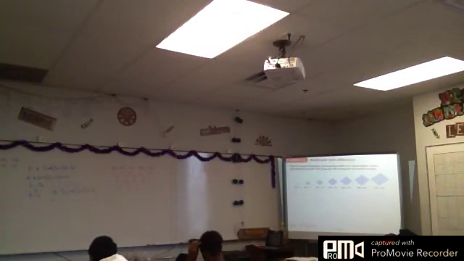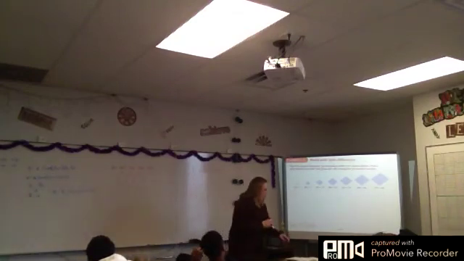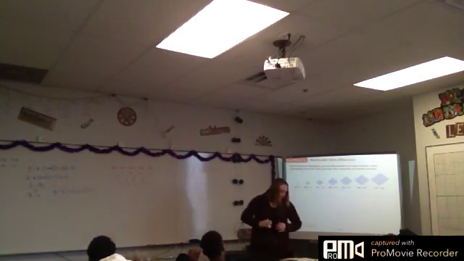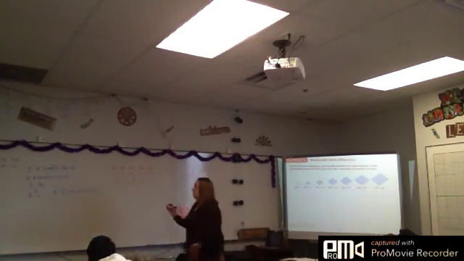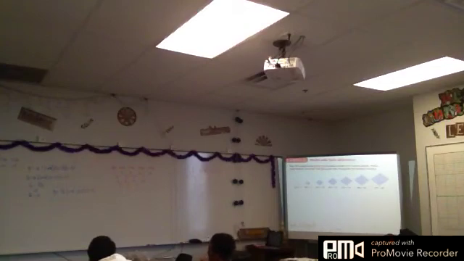So we need to see what type of pattern is happening here. Okay? So by doing that, we're going to use the finite differences, which means we're just subtracting all these things. What's 4 minus 1? What's 10 minus 4? 20 minus 10? 35 minus 20? And 56 minus 35?